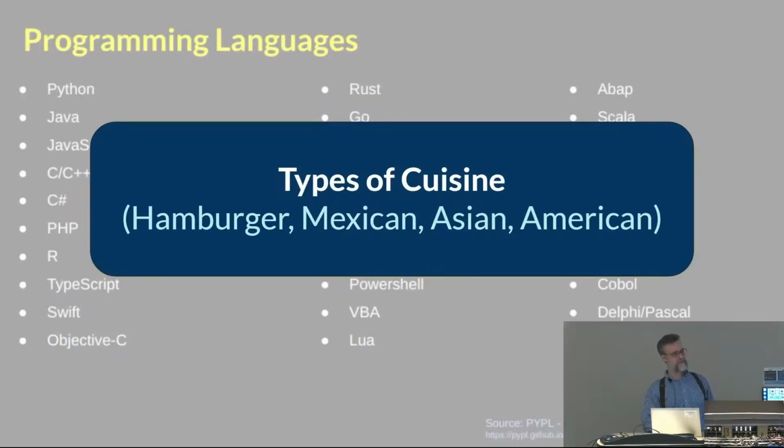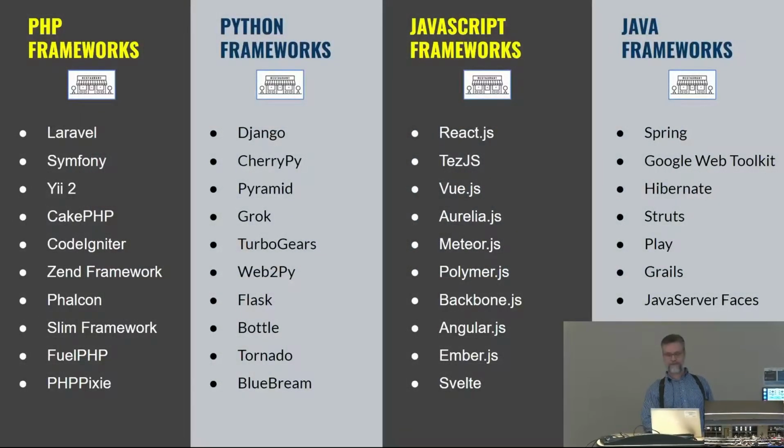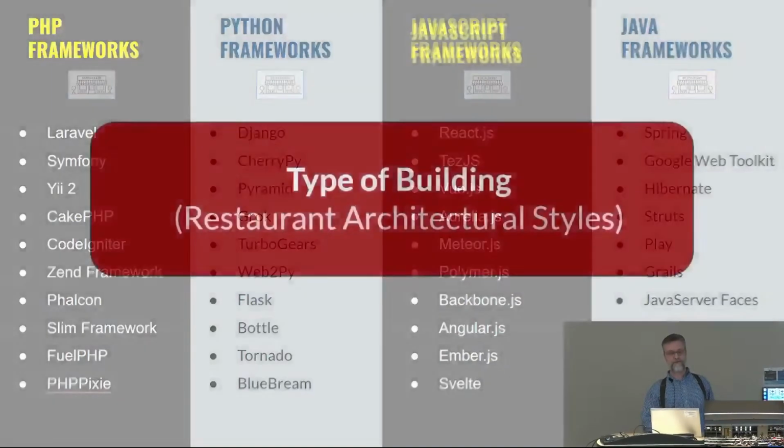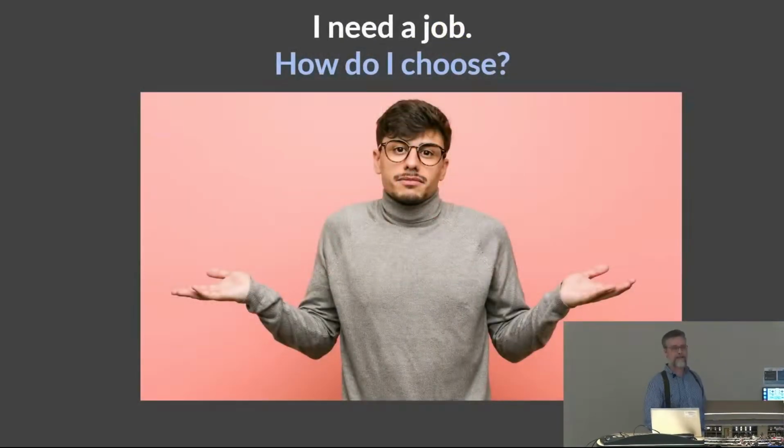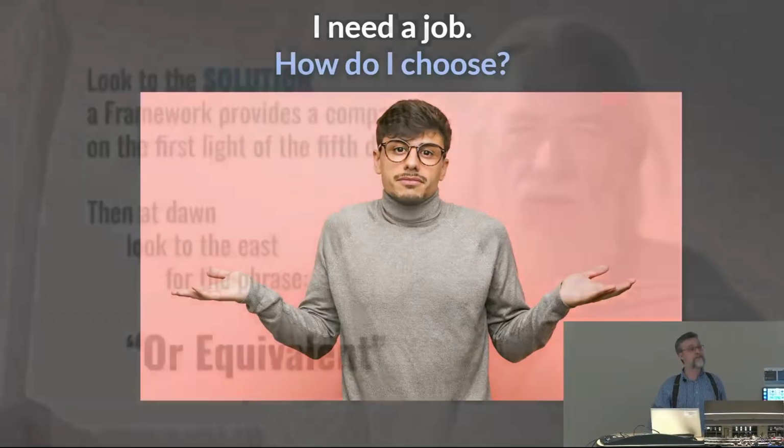Those are just types of cuisine. No big deal. Frameworks, yeah, tons of those. Those are just another type of building or a restaurant architectural style. Yes, blah, blah, blah. I need a job. But how do I choose?